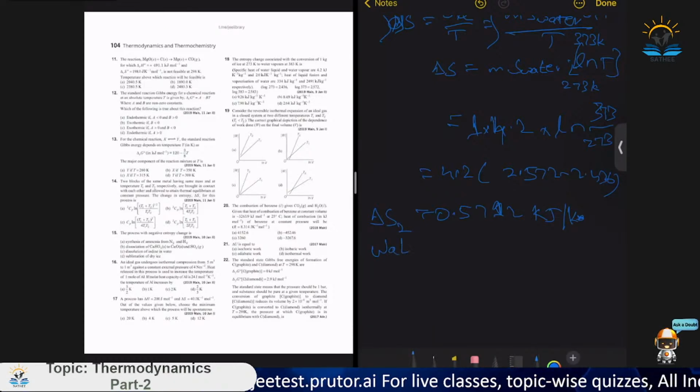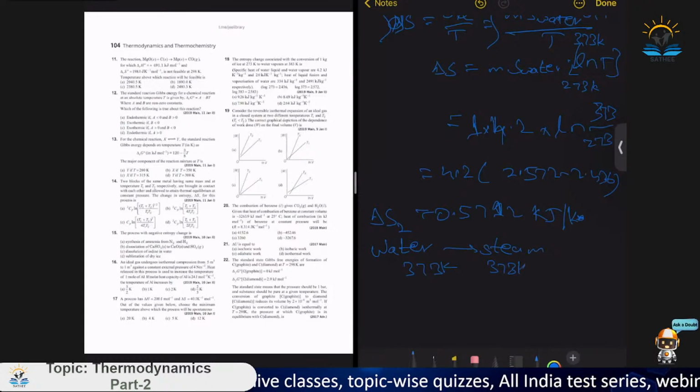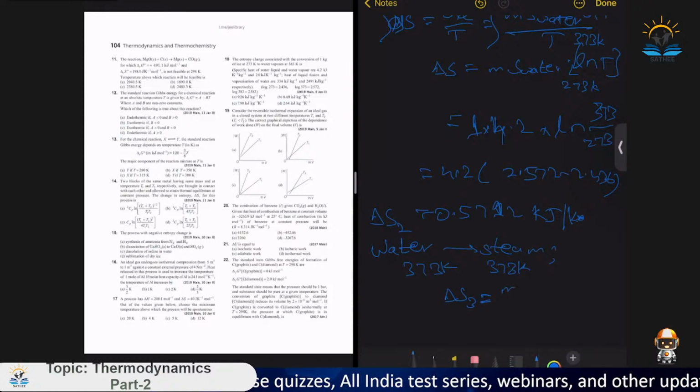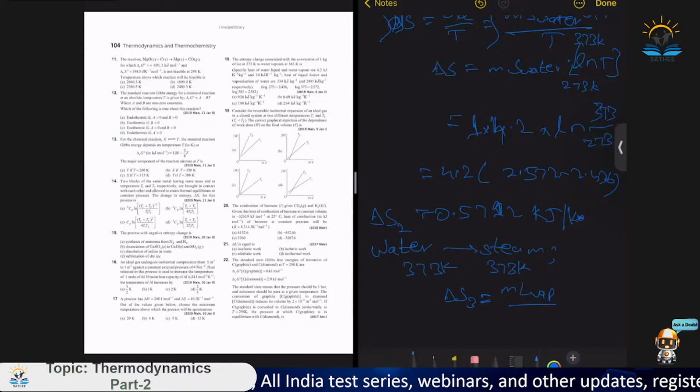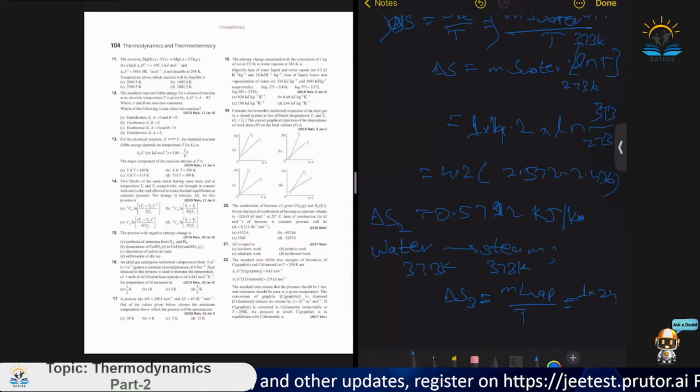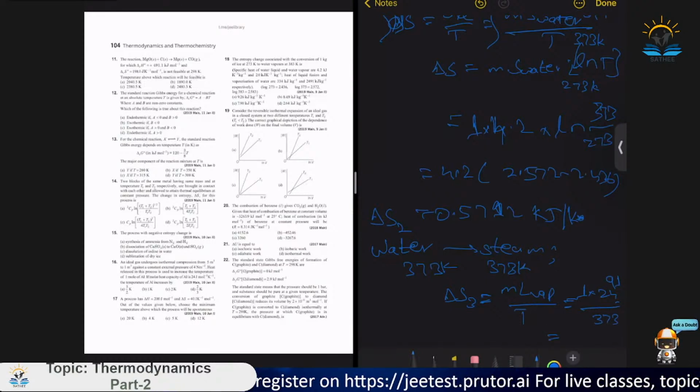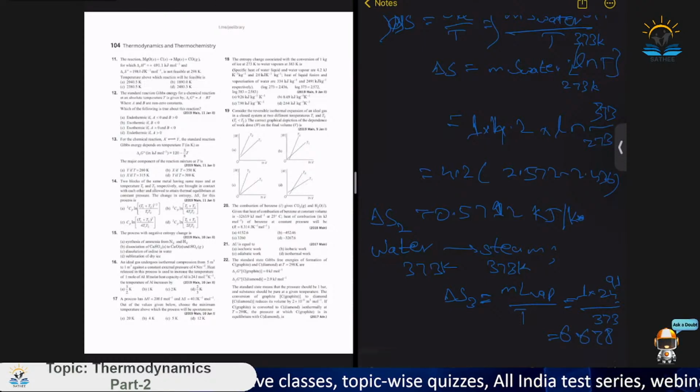Your step 3 is water at 373 Kelvin to steam at 373 Kelvin. So your delta S step 3 is ml vaporization by temperature. This process is called vaporization. Temperature is the boiling point. 1 into 2491 kilojoule by 373, which is 6.678 kilojoule per Kelvin.